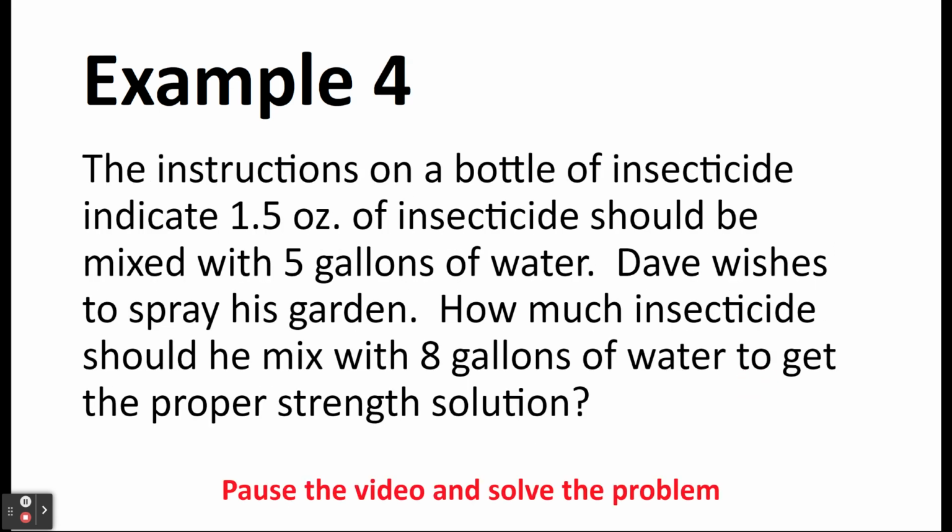On to example 4. Instructions on a bottle of insecticide indicate 1.5 ounces of insecticide should be mixed with 5 gallons of water. Dave wishes to spray his garden. How much insecticide should he mix with 8 gallons of water to get the proper strength solution? Pause the video.